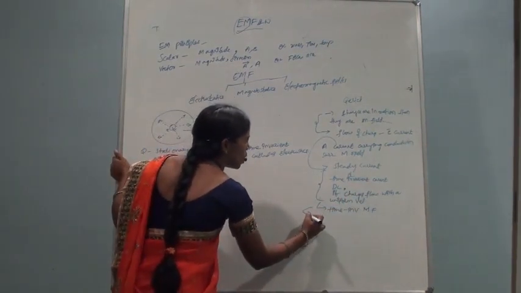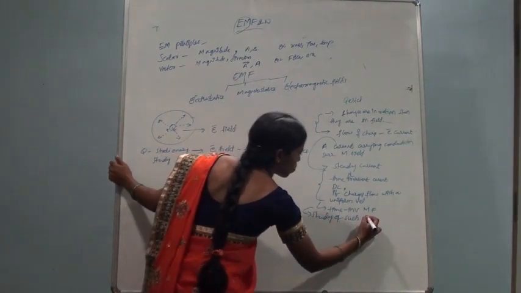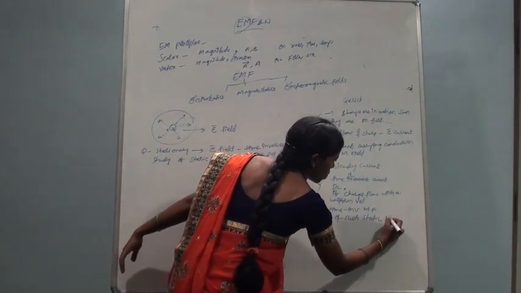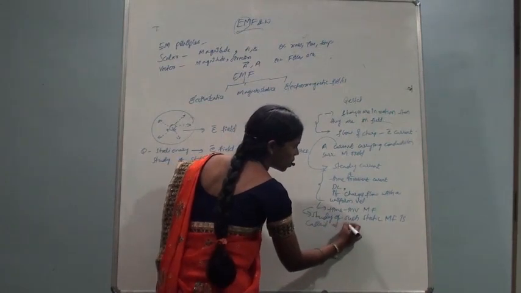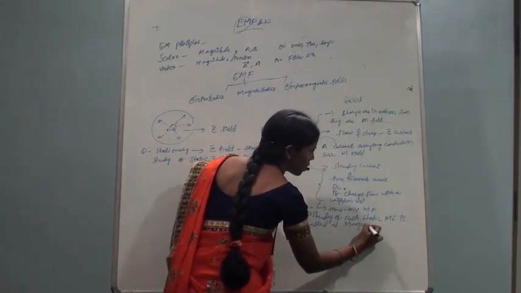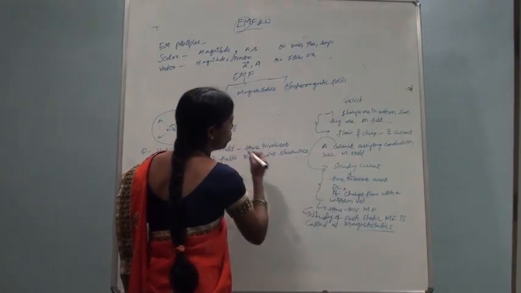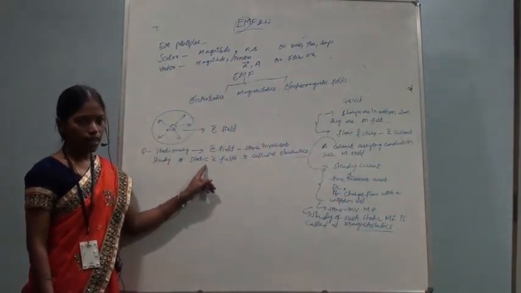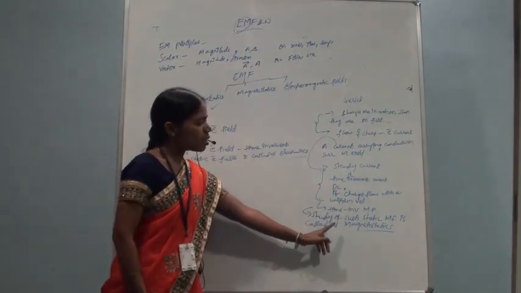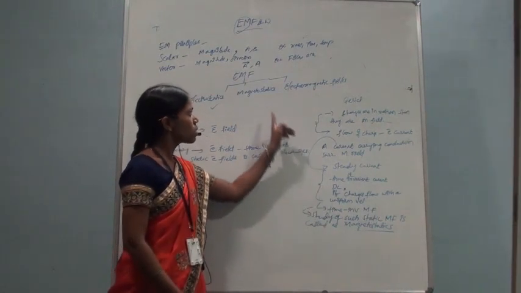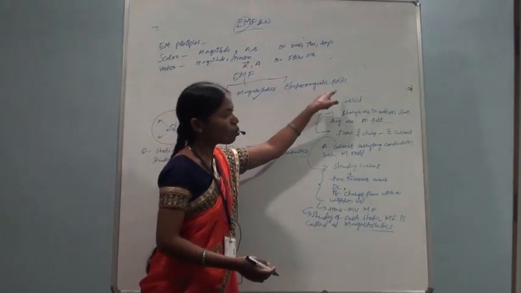Now, the study of such static magnetic fields is called magnetostatics. So the study of static electric fields is called electrostatics, and the study of static magnetic fields is called magnetostatics. Now, what is electromagnetics?